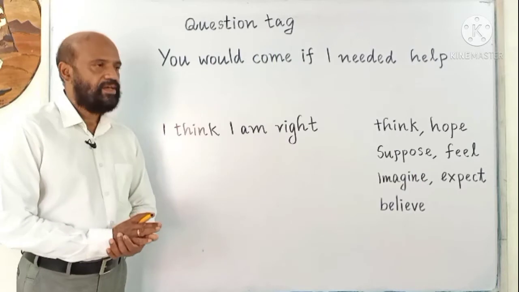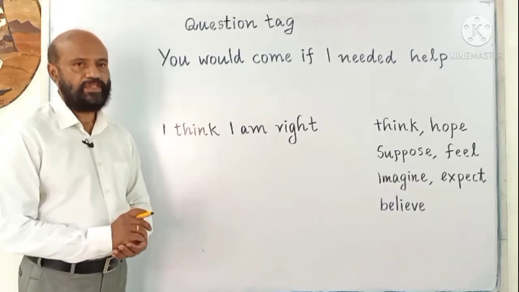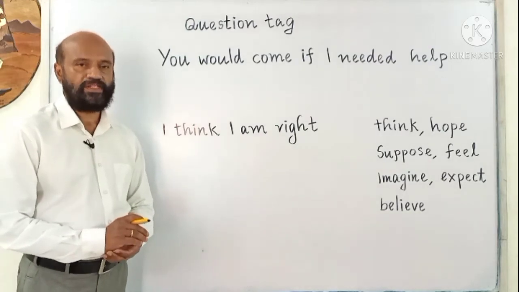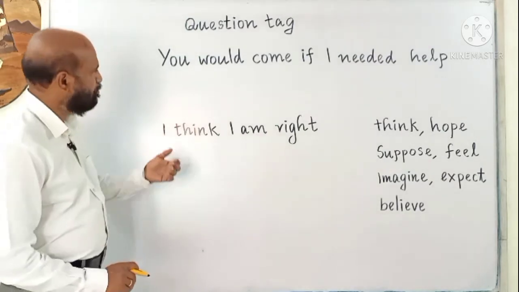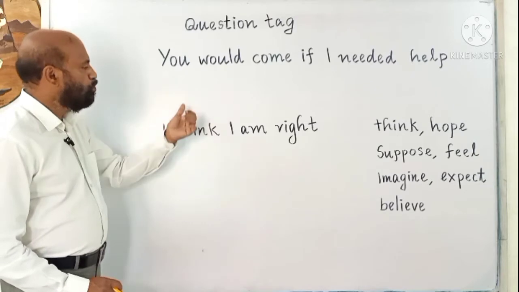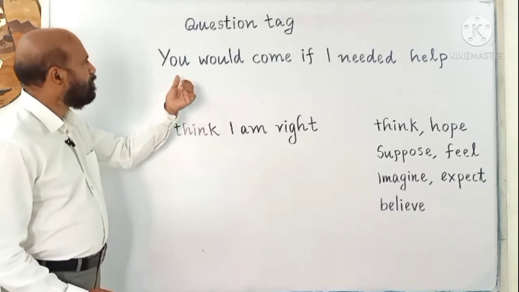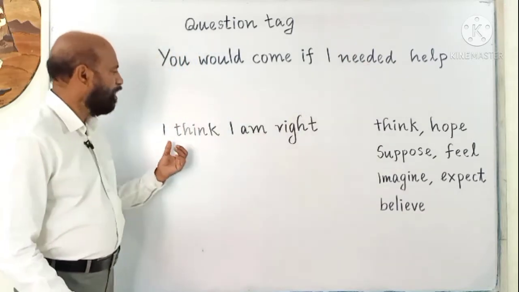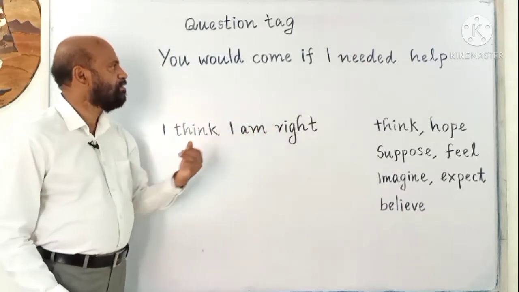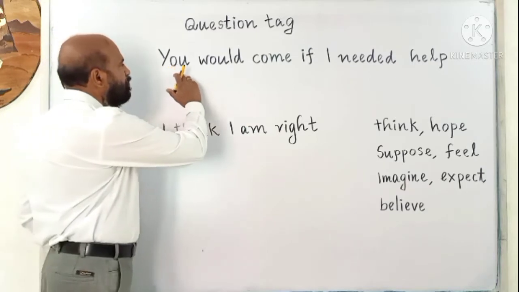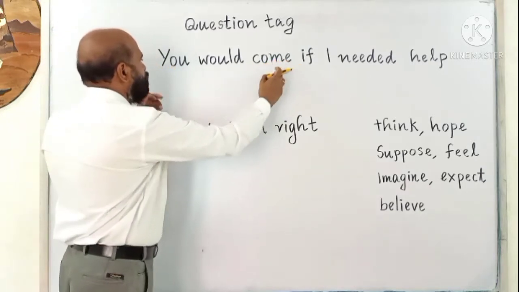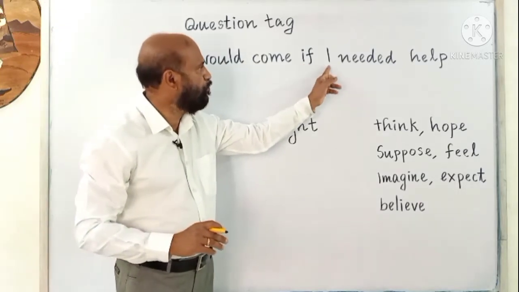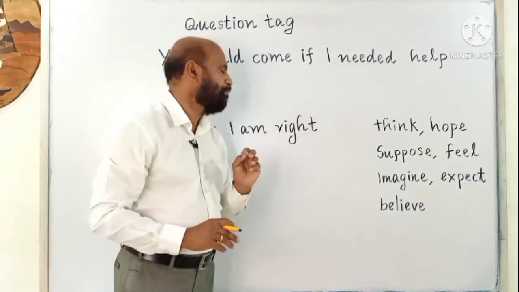In this video, let us see how to form the question tag when the sentence is a complex sentence. Here there are two complex sentences. You would come if I needed help. I think I am right. In the first sentence, this is the main clause: you would come. Subordinate clause: if I needed help.